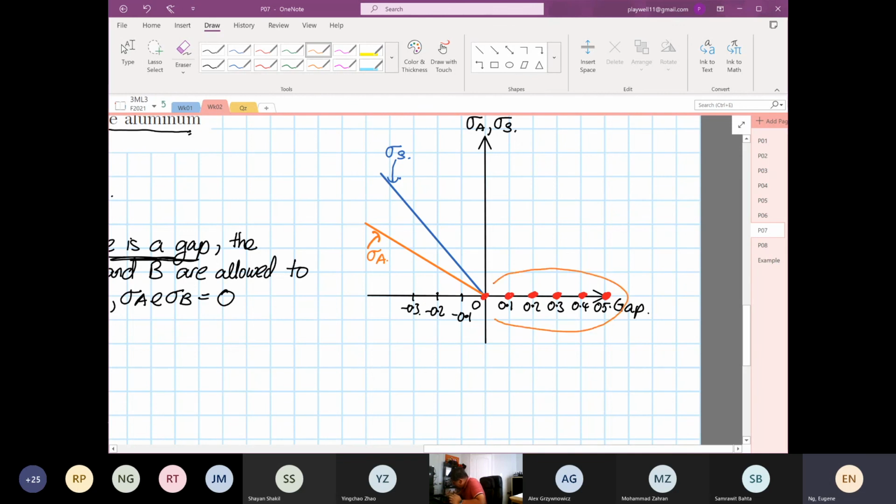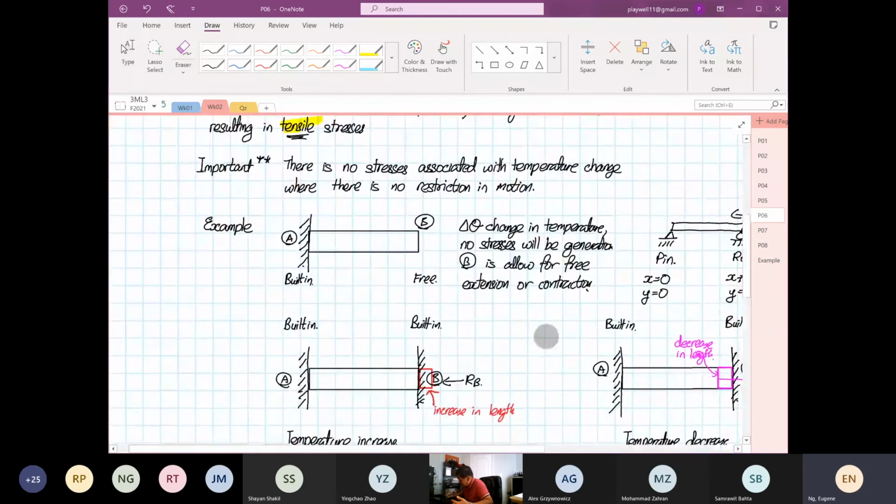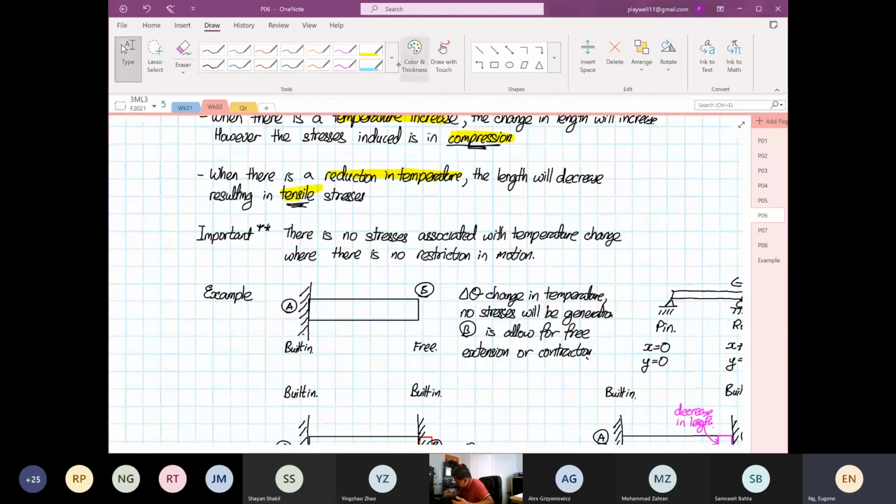What I want you to see is this. Whenever the gap is positive, there are no stresses, because you allow motion. That's why I elaborated down here. There are no stresses associated with temperature change when there's no restriction in motion. A gap means there's no restriction in motion. With 0 gap, you restrict the motion. Okay, so let's calculate the deflection now.